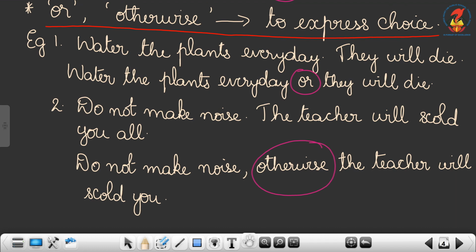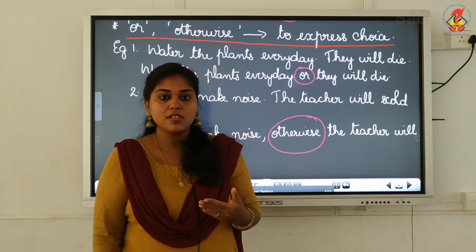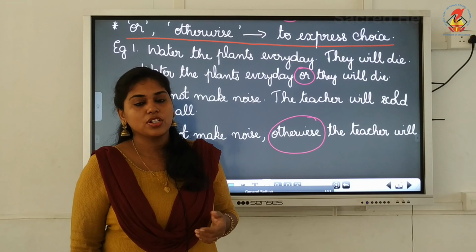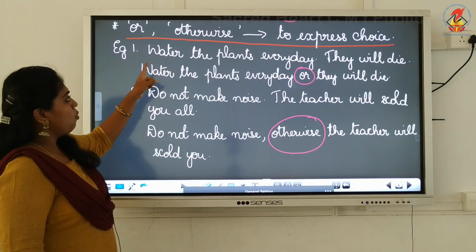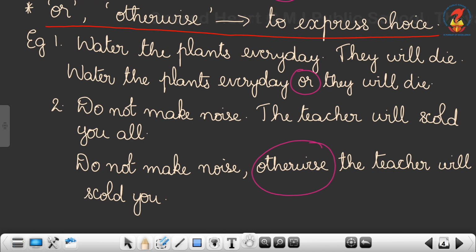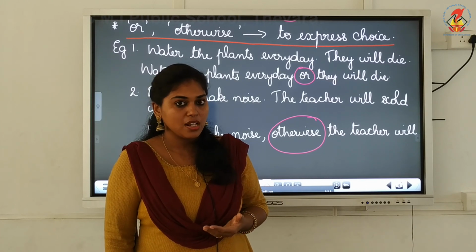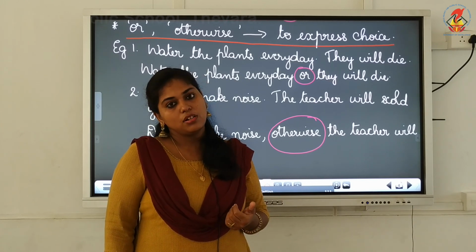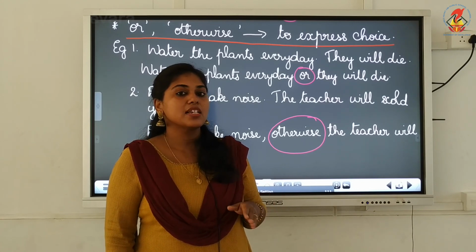Now when do we use or? Okay, we use or, otherwise, to express choice. If we want to express choice, we have to use the conjunction or, otherwise. Example, water the plants every day, they will die. Here the person is saying that if you want to grow your plant, you have to water your plant. So otherwise it will die.